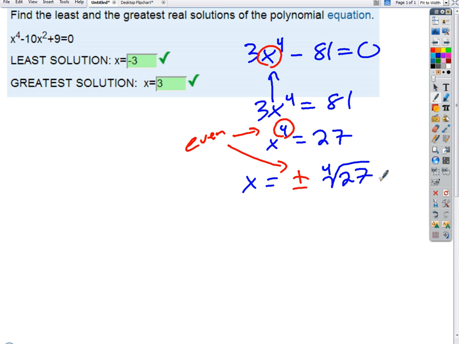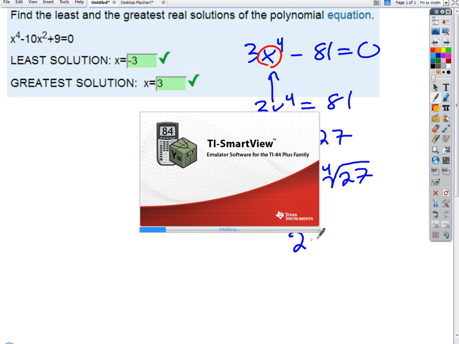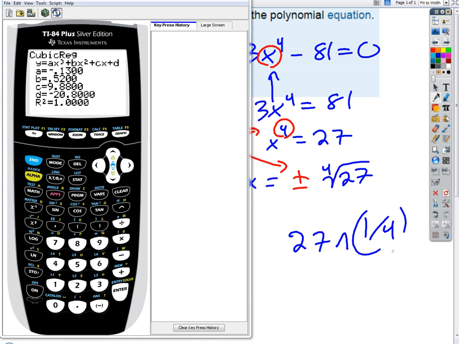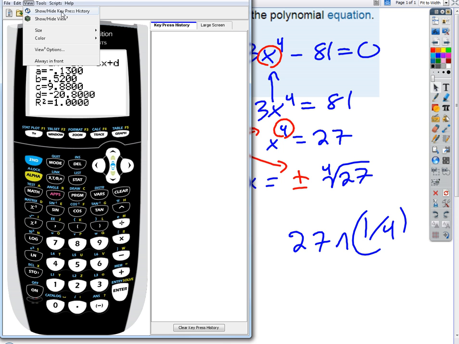So how do you get the 4th root in the calculator? There are 2 ways. The easiest way is to enter 27 to the 1/4 power on your calculator, because that's how we can always take a root. We can always take an nth root by taking it to the 1/n power. Let's take a quick look at how this looks on the calculator.